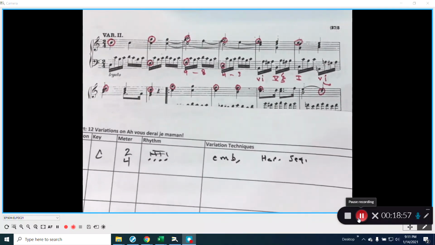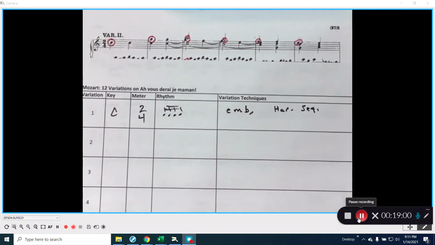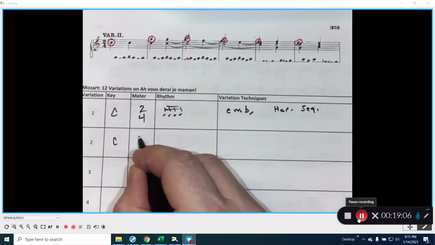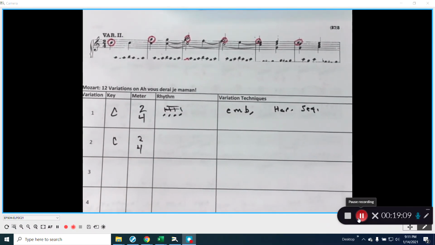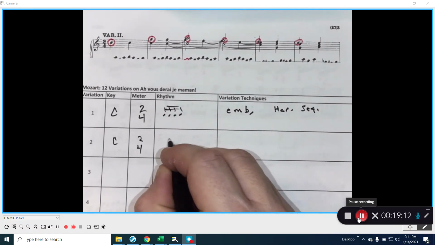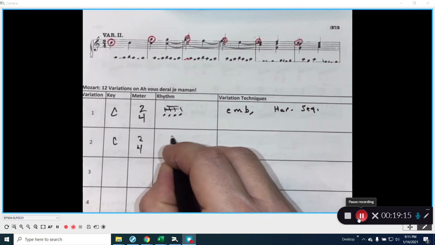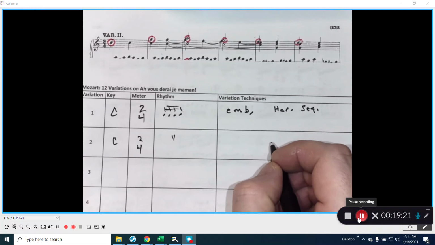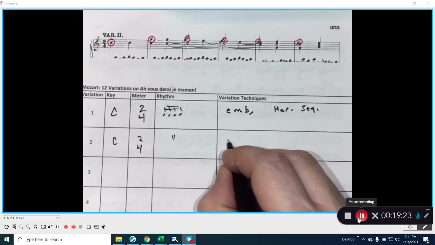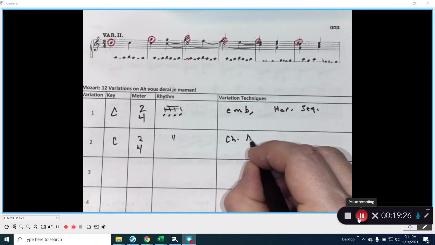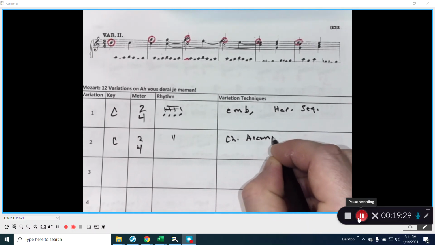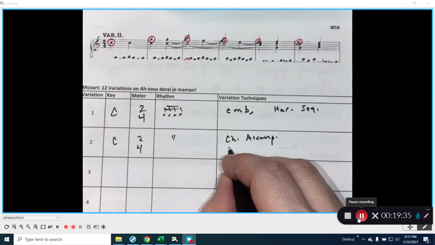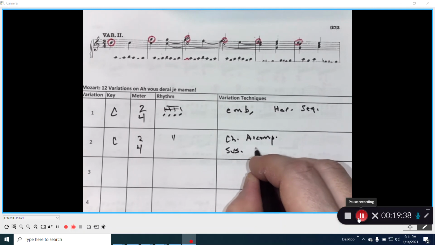So when it comes to the grid, it helps us kind of survey the theme with variations here. The key is C. Time signature is still 2-4. Now then, the primary rhythm is the 16th note here. So I'm just going to put dittos. So here, variation technique is change of accompaniment, or Alberti figure, but also the addition of suspensions and change of harmony.